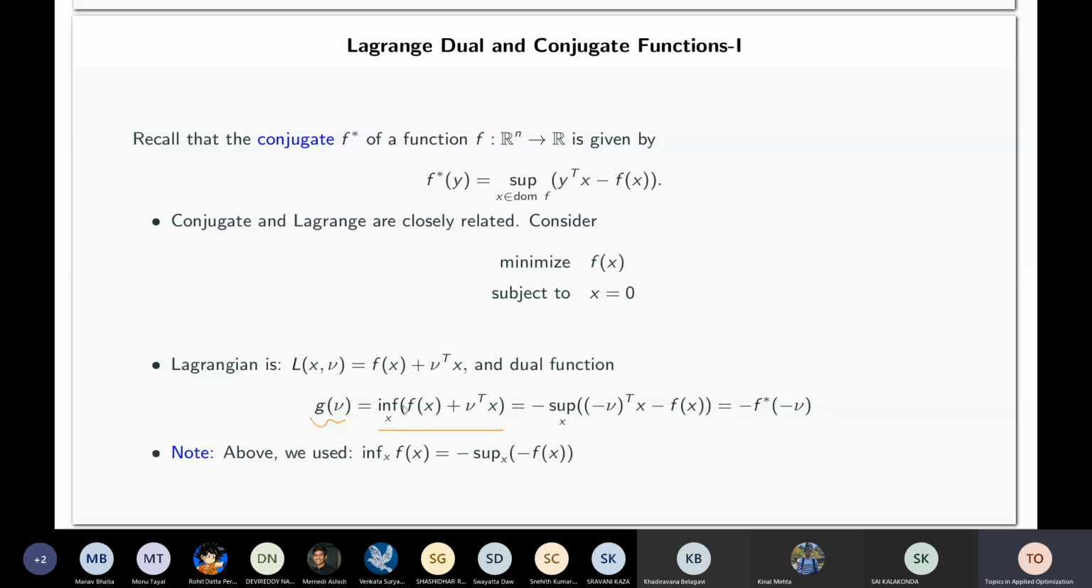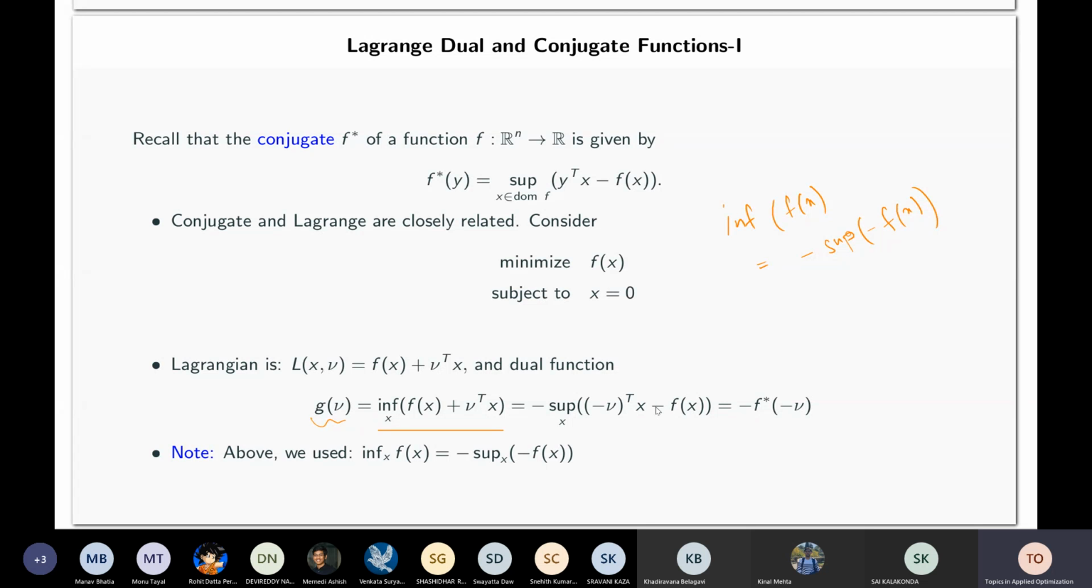Now this can be written as the supremum of the minus of the inside term, right? The infimum of f(x) is the same thing as minus the supremum of minus f(x). So this is what we are trying to do here. The infimum of this is the negative of the supremum of the negative of the inside.